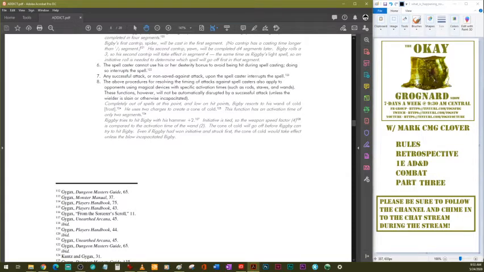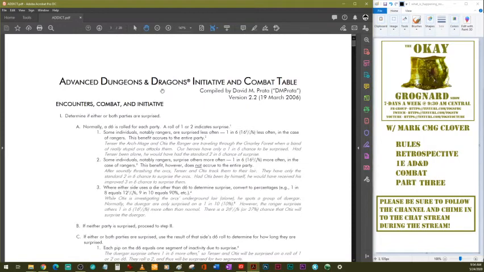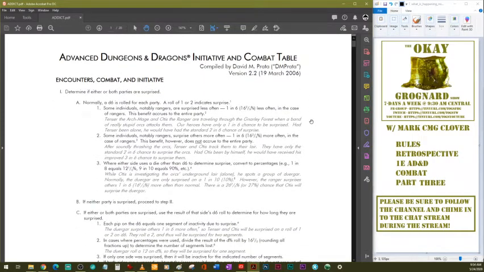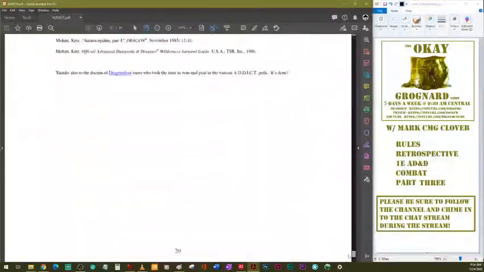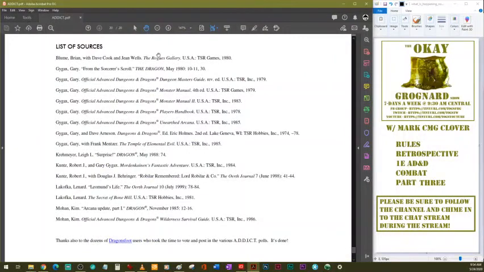I should mention, though, that this is a description of first edition. Where are we at here? We're on page 8, down by 6, 7, and 8. So this is Advanced Dungeons & Dragons Initiative and Combat Tables, but it really does focus mainly on first, right? If we go down to the list of sources at the end, Rogues Gallery, this is worth jumping in on once in a while to remind people with each video.